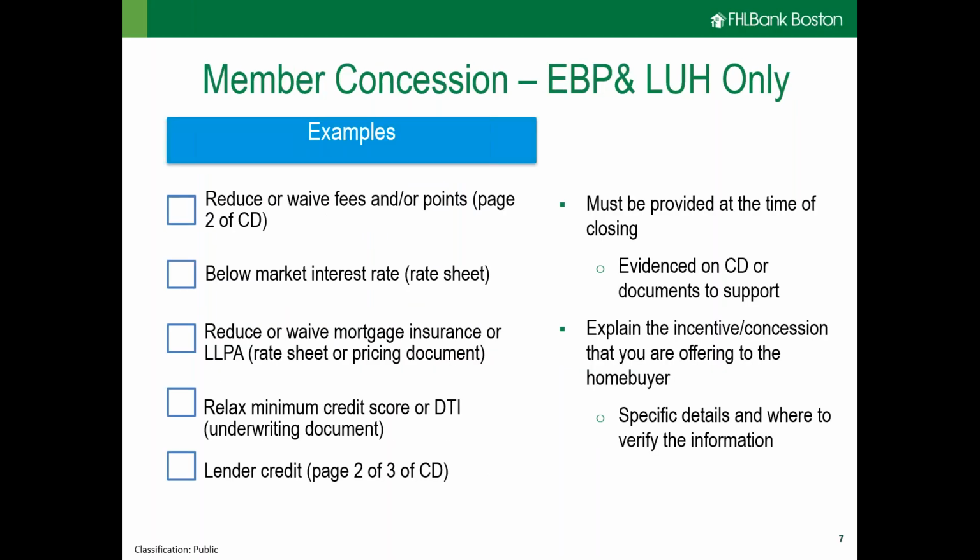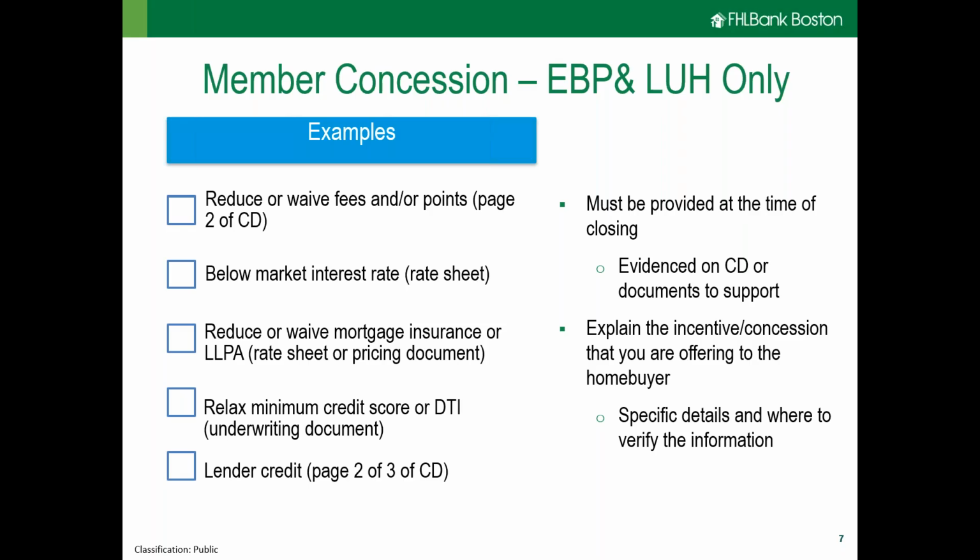So member concessions are applicable to EBP and LUH only. And at time of member application for your institution to apply and offer these programs, we have an exercise where they list a variety of concessions that are incentives specifically for that grant recipient that might be outside of what you would give most of your other borrowers. So here's a list of our examples, and then we also have documentation that correlates to it. This is also noted in our procedures.